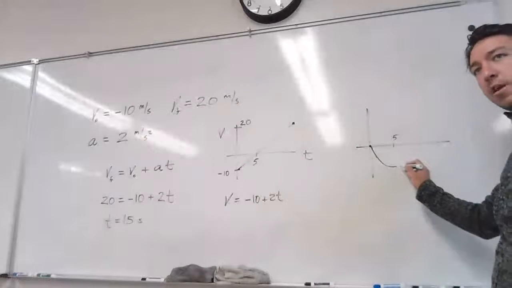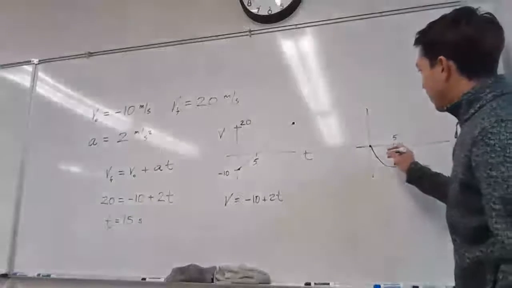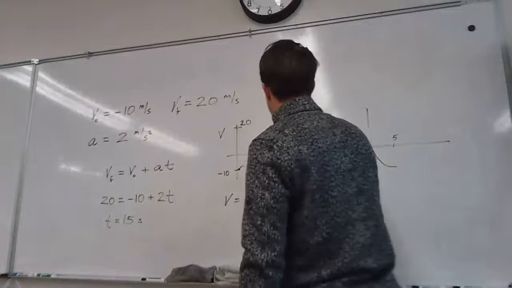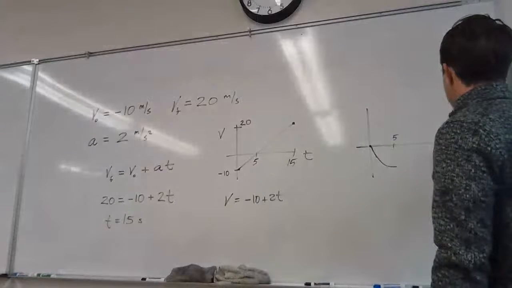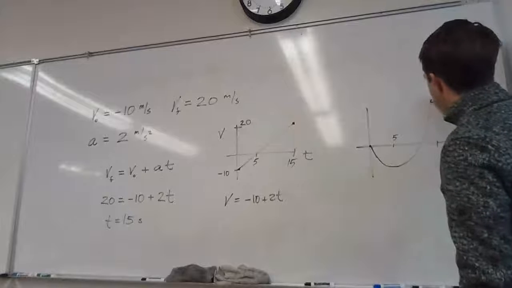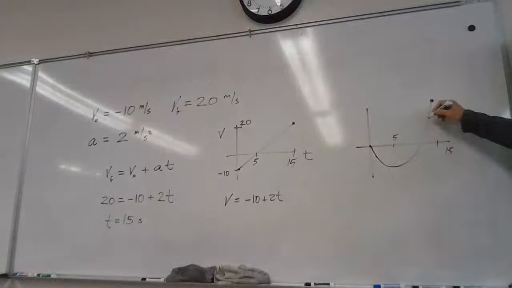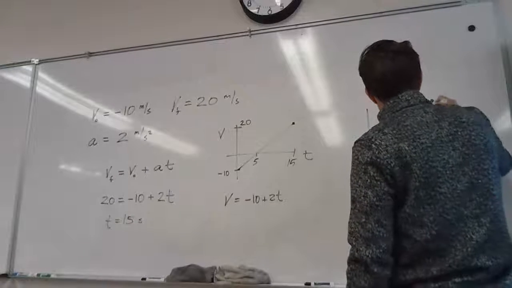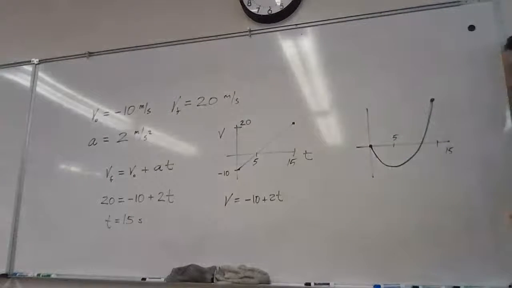The slope of my position graph would be 0. And then at the very end of this process, when we hit 15, I will have increased to a slope of +20. How do you feel about this graph here? Makes sense?